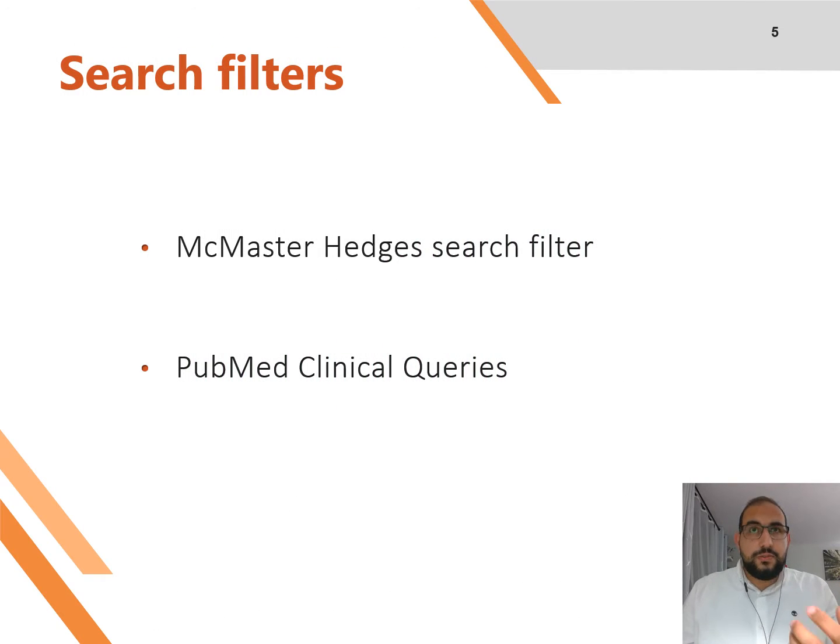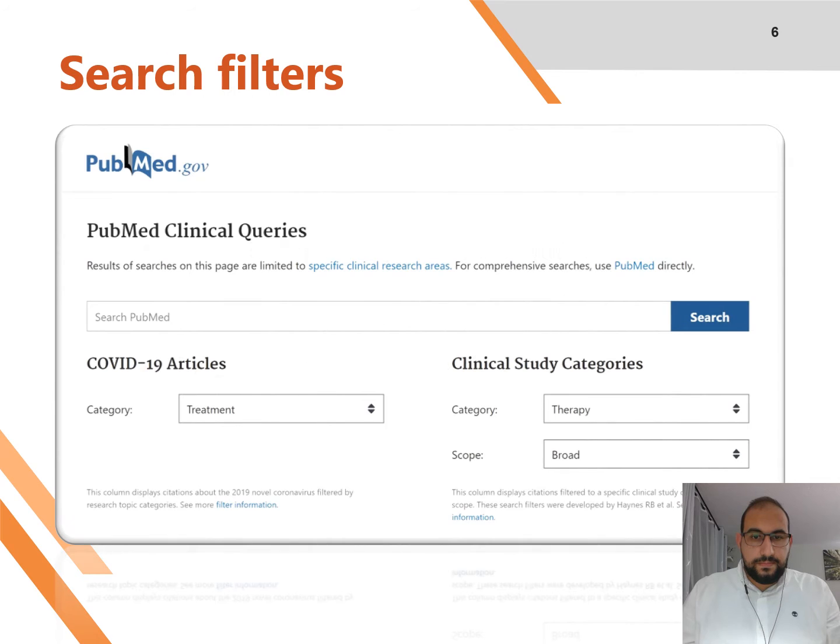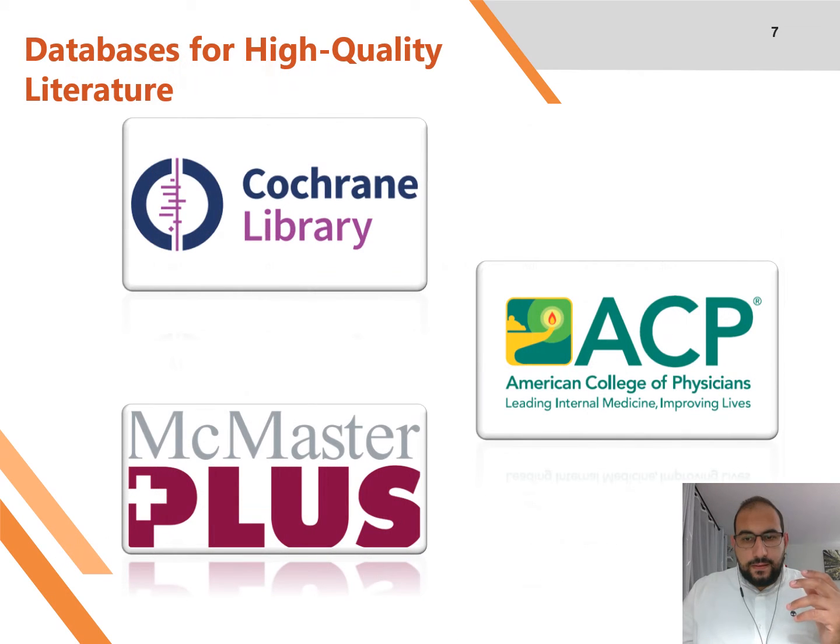Methods have been used to refine our search strategies and improve the access to high-quality articles, one of which is search filters, for example, the McMaster Hedges search filter and the PubMed clinical queries. These search filters, along with critical appraisal, have helped us create databases for high-quality literature. For example, Cochrane Library for systematic reviews and RCTs, the American College of Physicians dataset, and our McMaster Plus dataset.